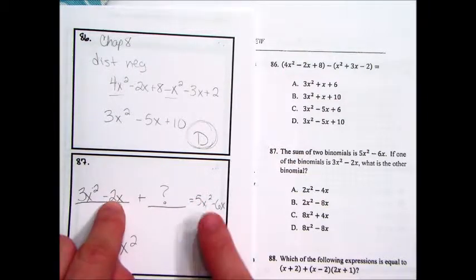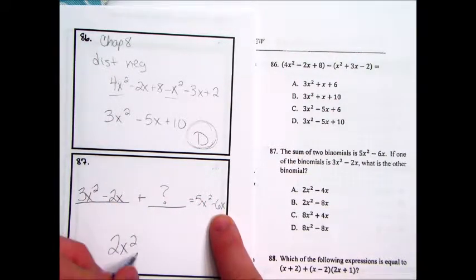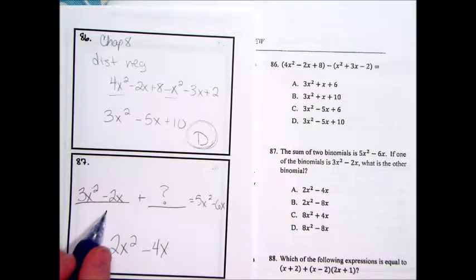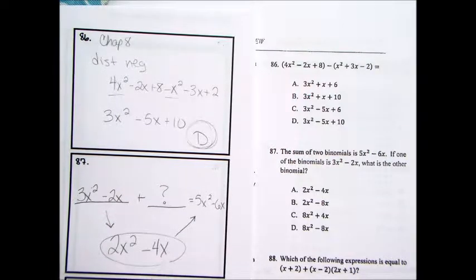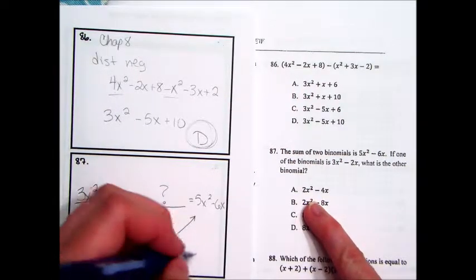I need a negative 2 to become a negative 6. That means I'd need another minus 4x. So if you add this to this, you will get that final result. Therefore, the answer has to be A.